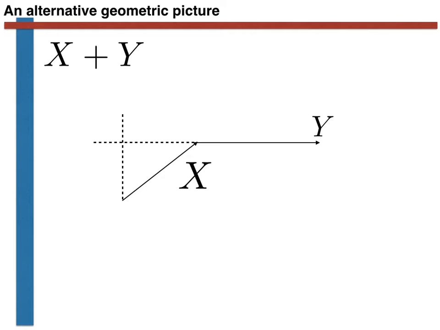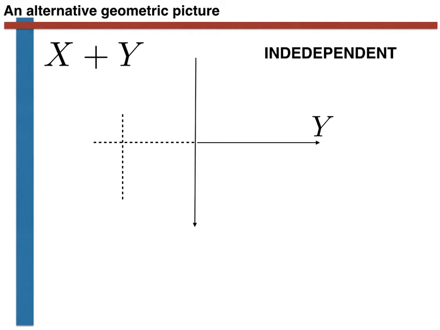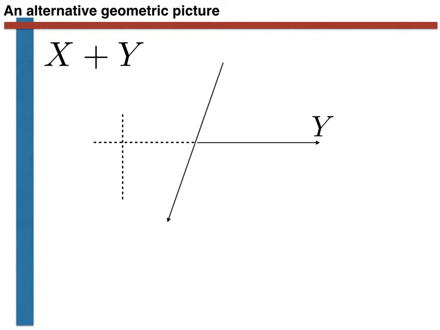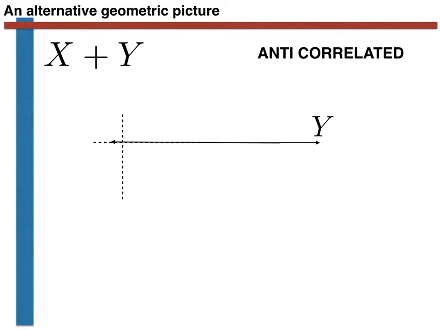Obviously, this angle must take a value between minus pi and plus pi radians, between 0 and 360 degrees if you must. If this angle is equal to 0, then the two random variables are perfectly correlated. If this angle is equal to pi by 2 radians, then the random variables are independent. And if the angle is equal to pi, the two variables are anti-correlated.